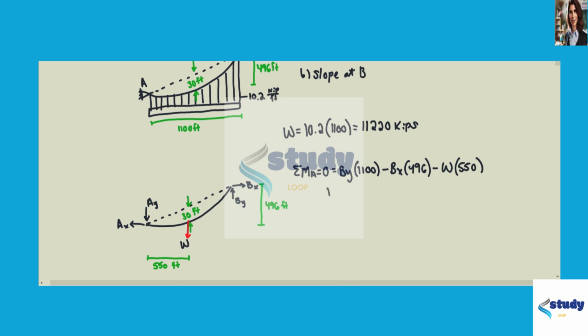So I'm going to go ahead and simplify. So 1,100 By minus 496 Bx equals 6,171,000. I'm going to go ahead and solve for By. By equals 5,610 plus 496 over 1,100 Bx. We're going to need this equation later on.